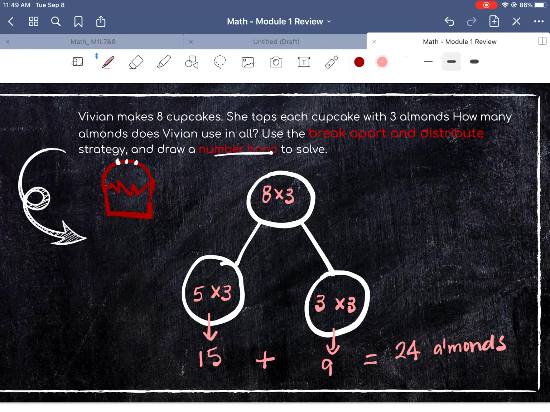Okay? So that was it for today's lesson. I hope you understand what an array is, what a number bond is, and how to draw a tape diagram. So please take enough time to review today's lesson.